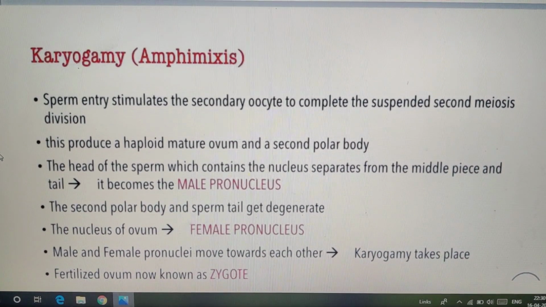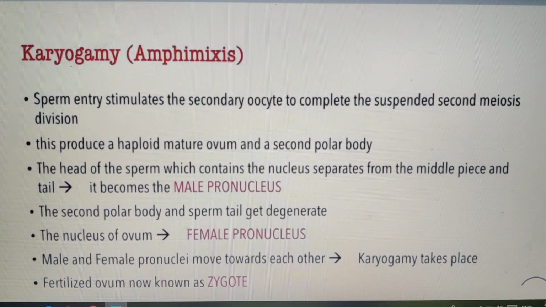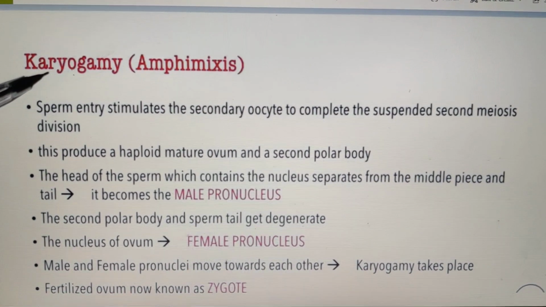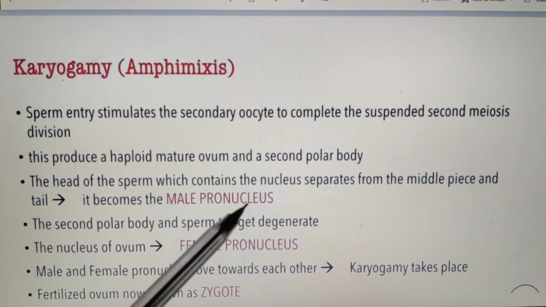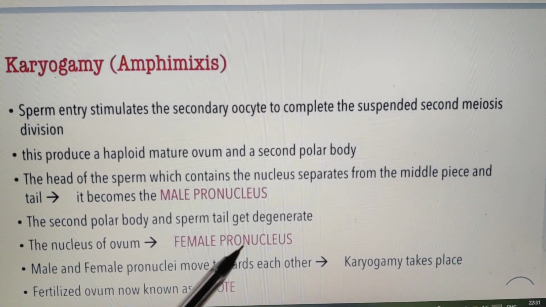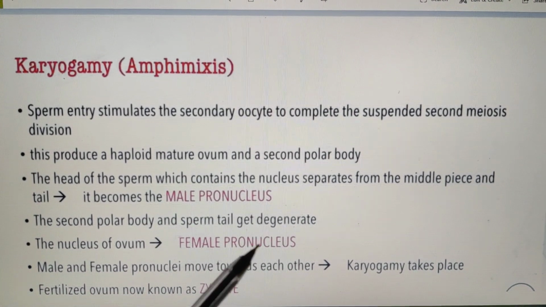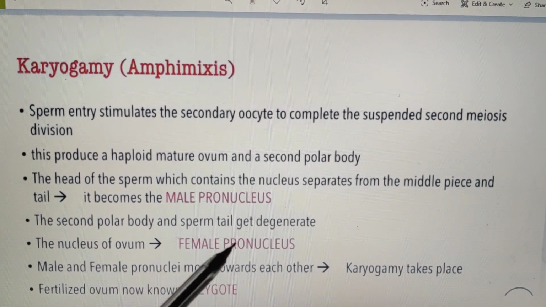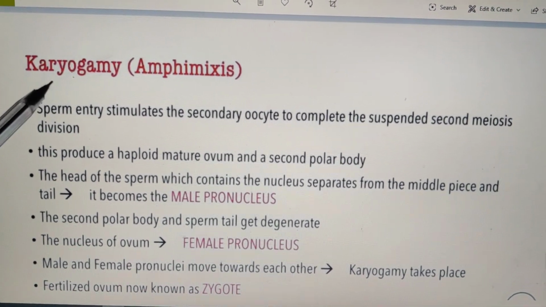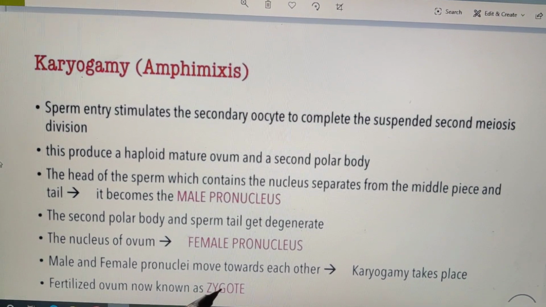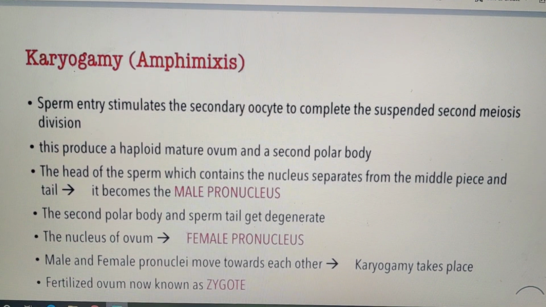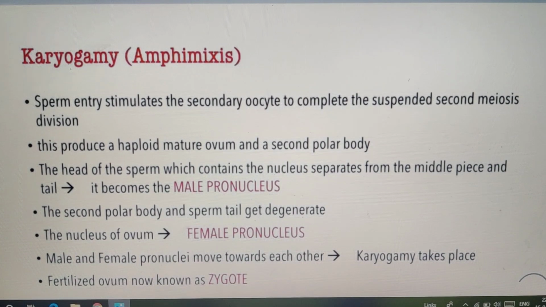After the entry of the male nucleus, the next step is karyogamy, meaning the fusion of gametes. The male nucleus is termed the male pronucleus, and the newly formed female nucleus is termed the female pronucleus. Both these nuclei come together and get fused. This process is karyogamy, and the resulting structure is the zygote. So the zygote is formed after the fusion of the male pronucleus and female pronucleus.